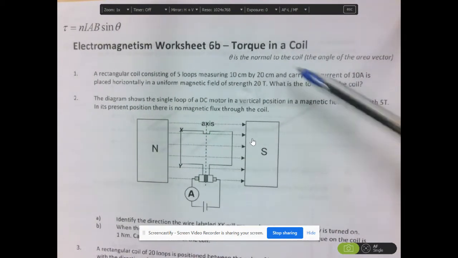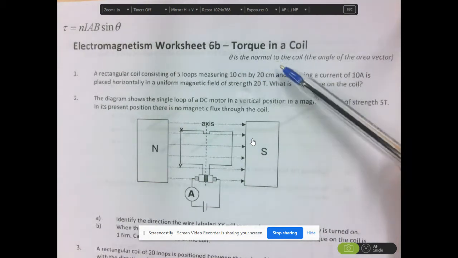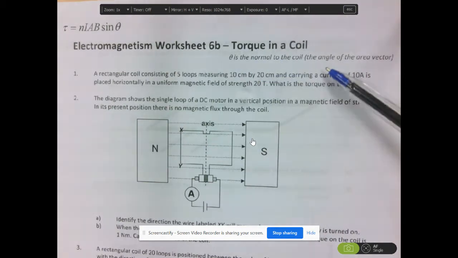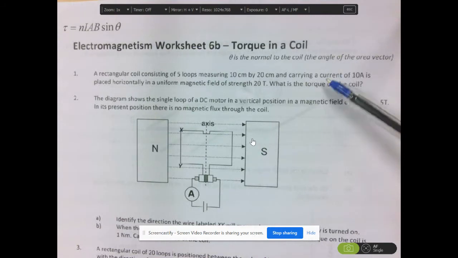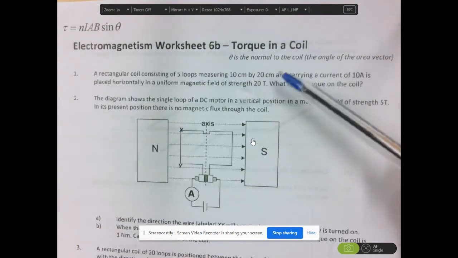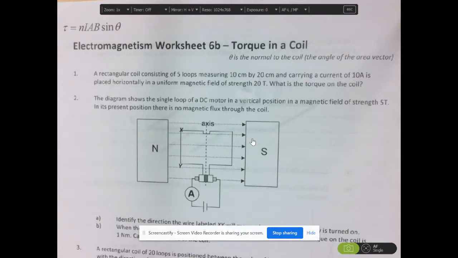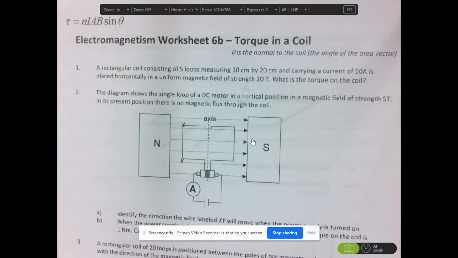And it also reminds us that theta is the angle between the area vector, which is the vector at right angles to the coil, and the magnetic field. So we often use an alpha, and alpha is the angle between the coil and the field, and then we say 90 minus that angle is theta. So let's have a look at going through these. This will be the first few questions here, and then I will let you go off, and I might be doing one of the harder ones later on.